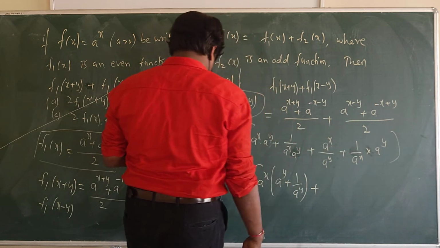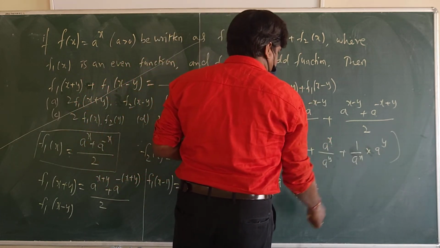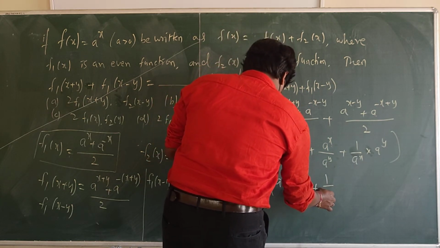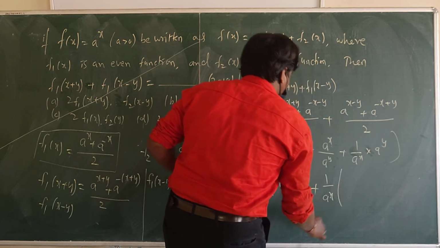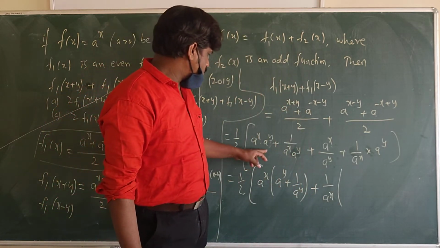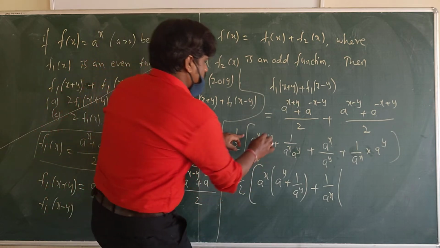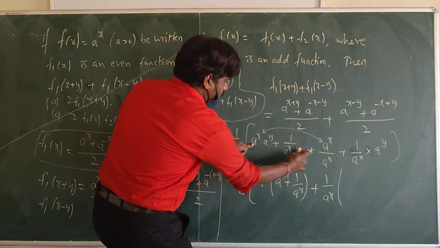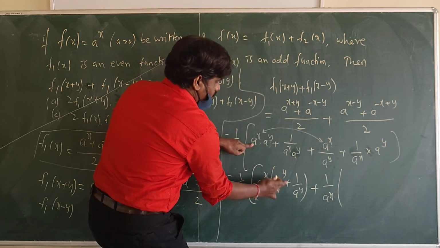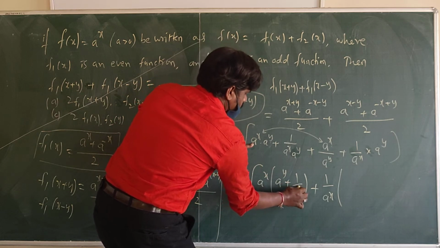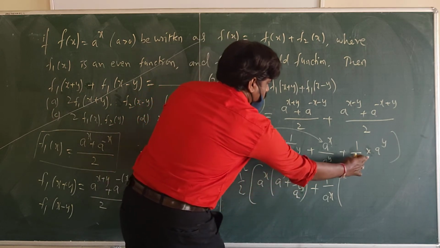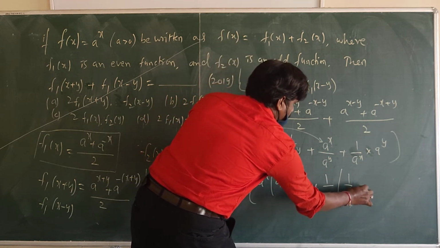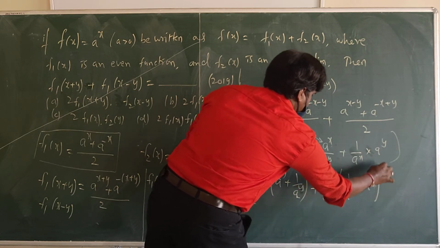What can you take common here? 1 by a power x you can take common. These both you take common. It's better in these both, a power x you take common. Then you get a power y plus 1 by a power y. In these both, 1 by a power x take common. We get 1 by a power y plus a power y.